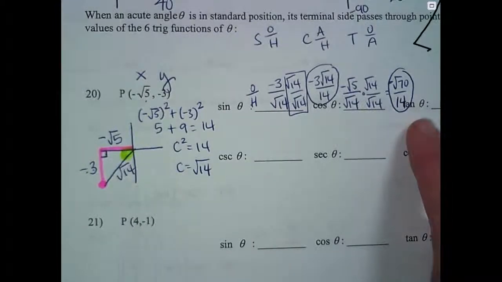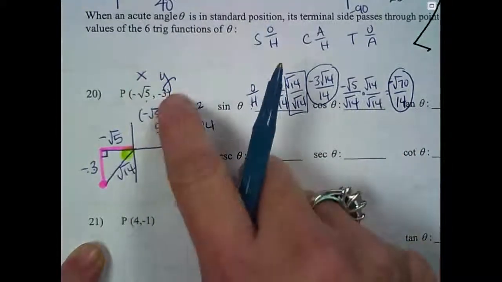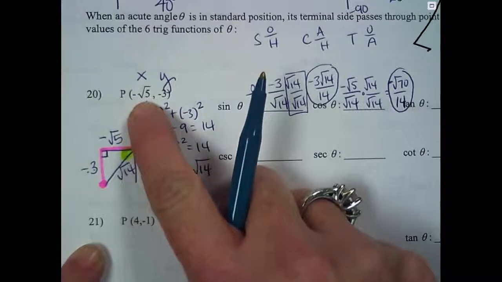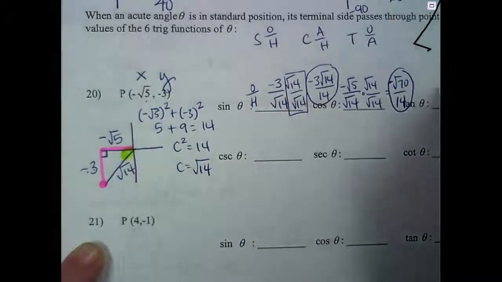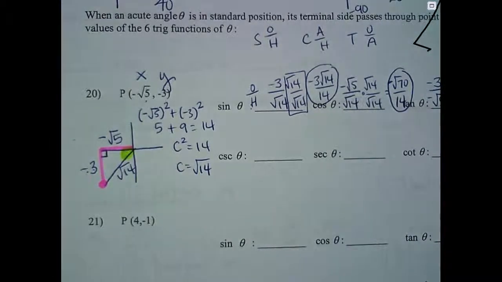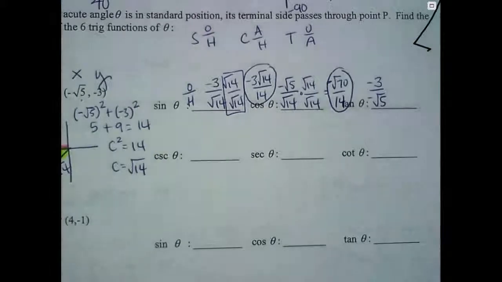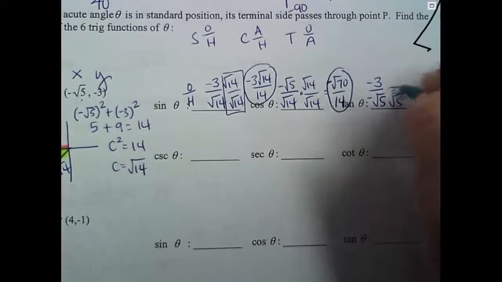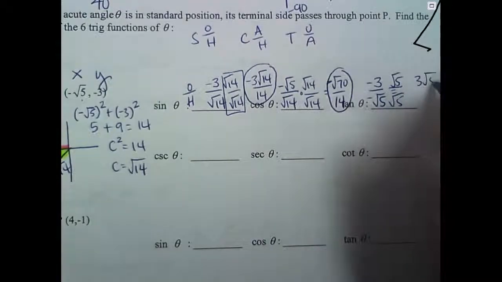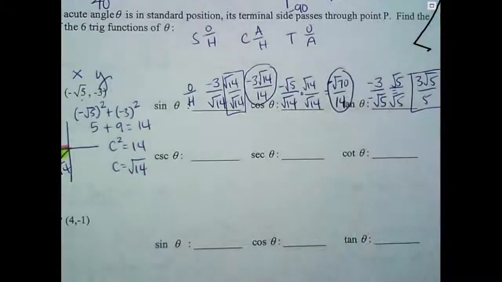Now, tangent is y divided by x, or you can actually just look at it through here, y over x, okay? Or you can do opposite over adjacent, negative 3 over negative root 5. Well, what are two negatives going to make? Think about it. Tangent in that quadrant down there is actually what? So multiply both by root 5, you get 3 root 5 over 5, and it's positive.